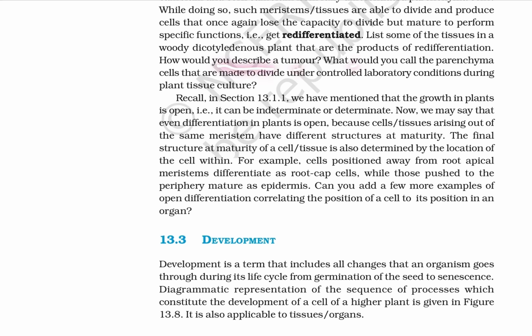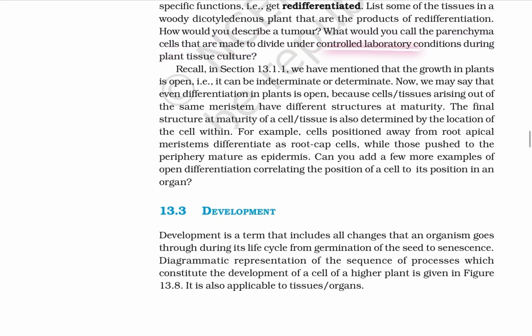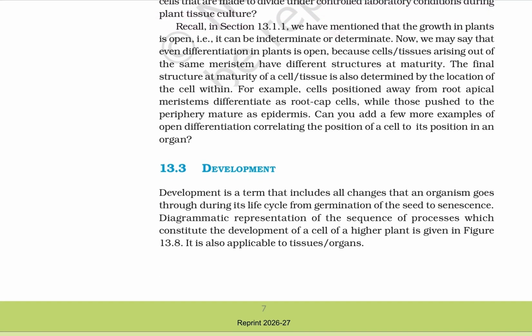How could you describe a tumor? What would you call the parenchyma cells that are made to divide under controlled laboratory conditions during plant tissue culture?